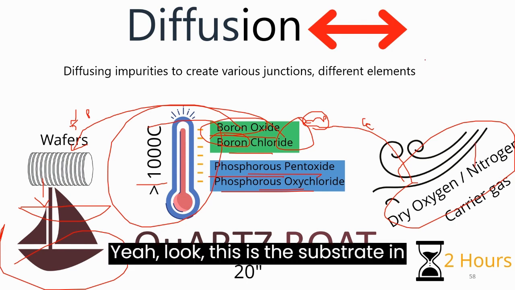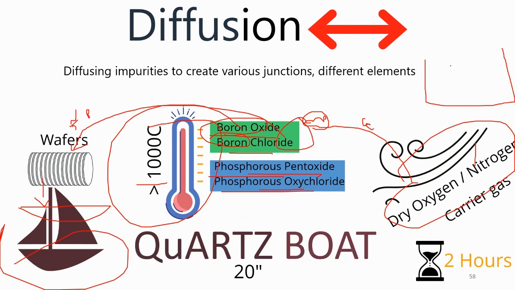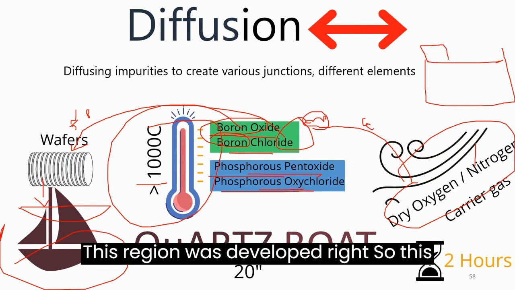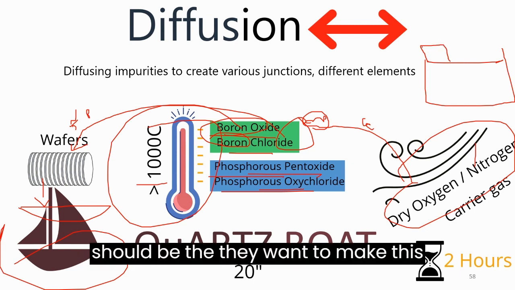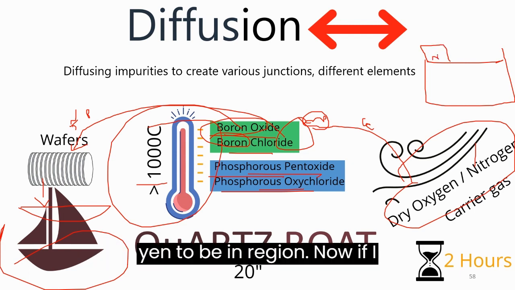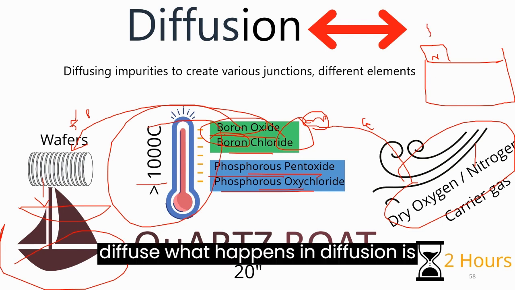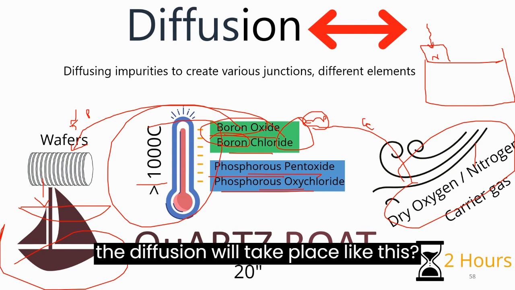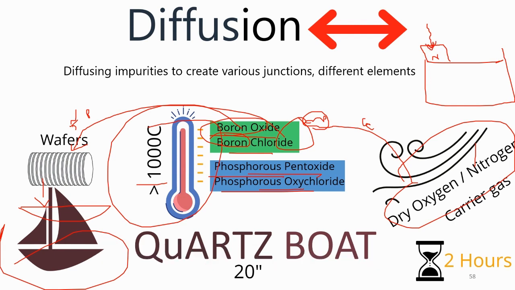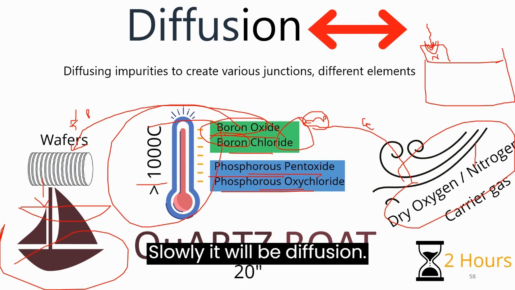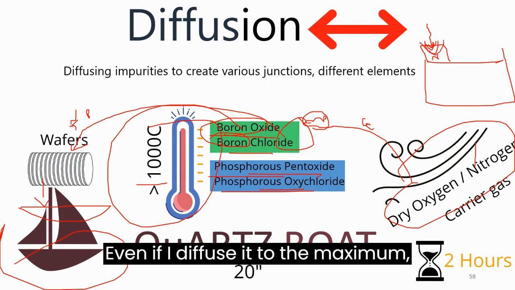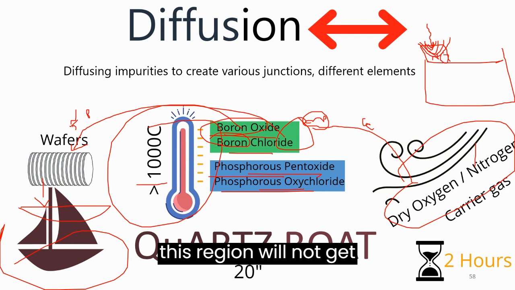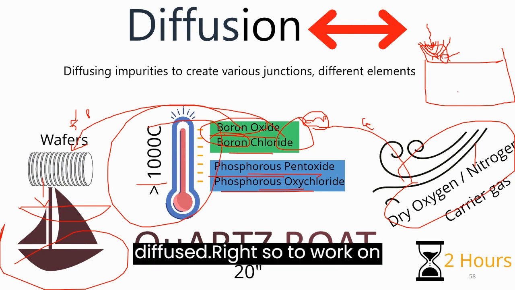But the problem with the diffusion is, let's consider, let me draw it. This is the substrate. In this substrate, this region was developed, right? So I want this to be an N region. Now if I diffuse, the diffusion will take place like this, slowly. Even if I diffuse it to the maximum, this region will not get diffused, right?